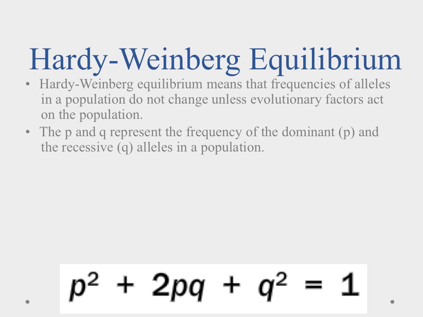Now, two scientists that dealt with these allele frequencies, or the percentages of the alleles in a population, were Hardy and Weinberg. And what their equilibrium means is that the frequencies in a population don't change unless an evolutionary factor is acting on the population. So things are the way they are unless something's going to happen and cause a change. And that kind of makes sense. In the equation, which you can see down here, P is generally going to be the dominant allele frequency, and Q is going to be the recessive allele frequency.